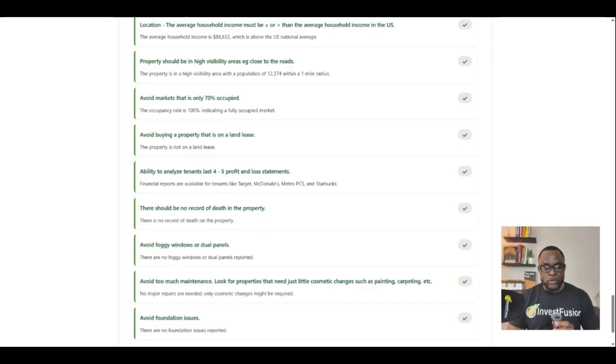There are no foggy windows or dual panels reported, meaning you are not going to spend money on any big ticket items like foggy windows, structural issues, foundation issues. That has been checked by InvestFusion. No major repairs are needed. Only cosmetic changes might be required.